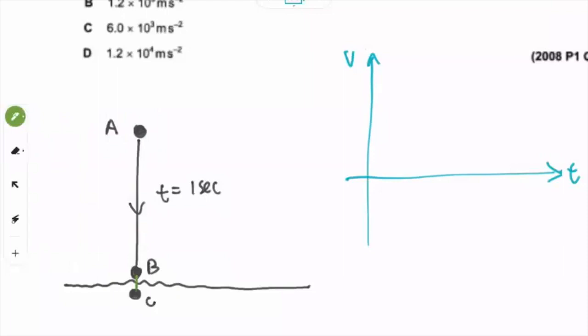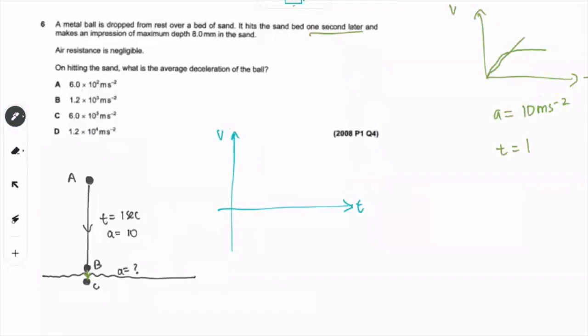From A to B and B to C, do they have the same acceleration? No. A to B, A is how much? 10 meters. B to C, they ask for the acceleration here. So the one that they ask is B to C, not A to B.